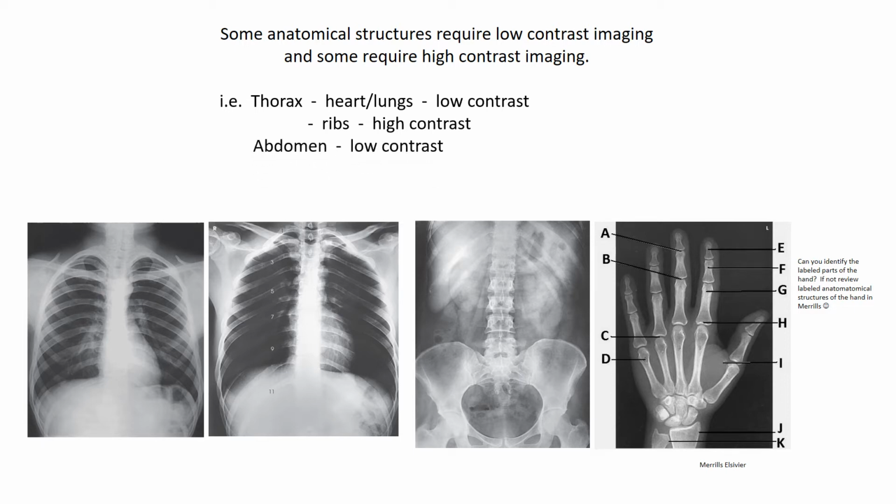When we look at the abdomen we want to be low contrast, lots of grays. And what's the reason for that? Well, we want to see, for example, over in the right upper quadrant, the liver. We'd like to see the shadows of the kidney. We'd like to see those psoas muscles coming down.